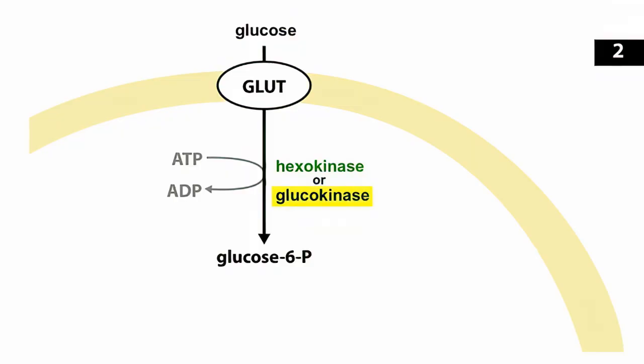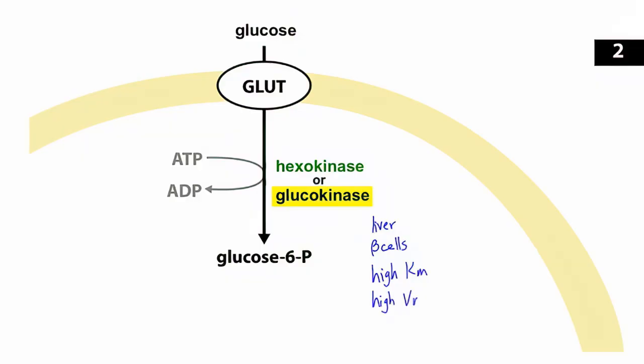So let's start with glucokinase. Glucokinase is unique to cells that regulate glucose, just like we saw with GLUT2 receptors. So glucokinase is found in the liver and also in the beta cells of the pancreas. Now, glucokinase has a very high Km, which means it needs a lot of substrate to hit a decent velocity of reaction. So you need a lot of glucose around in order for glucokinase to work.